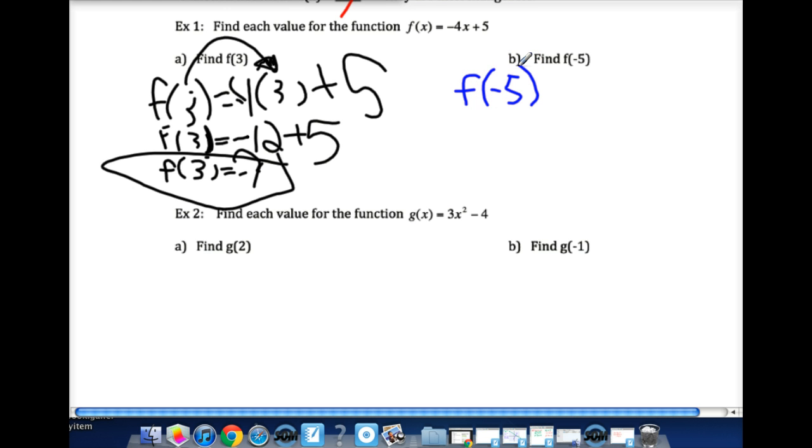Guys, what really smart thing did Harrison do in his very first step that I'm happy with? Some of you maybe skipped it. The parentheses around the 3. Hey guys, whenever you substitute a number in, especially a negative number, use parentheses. You will get more of them right.